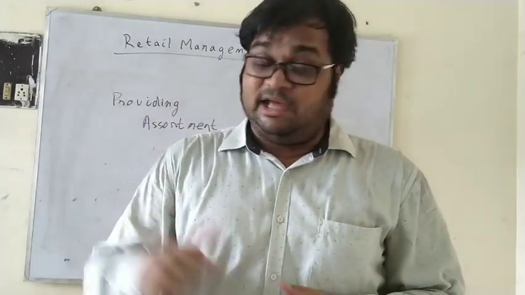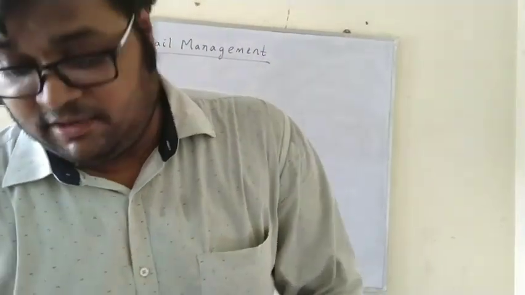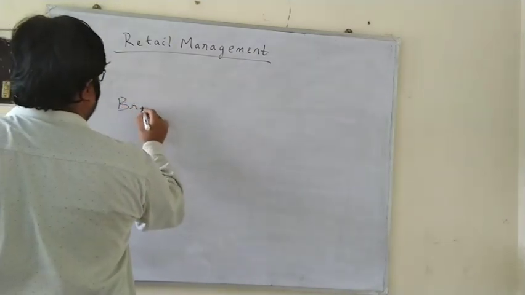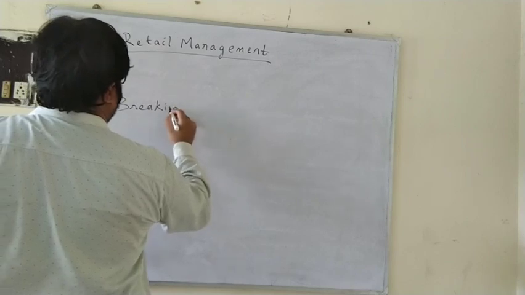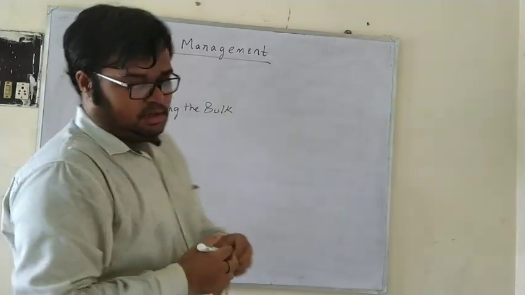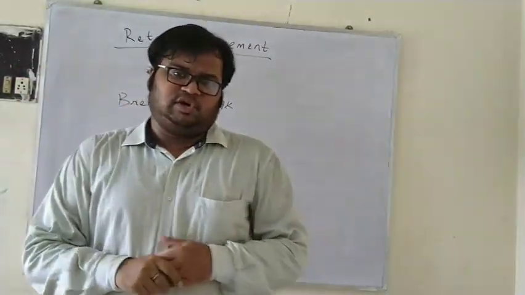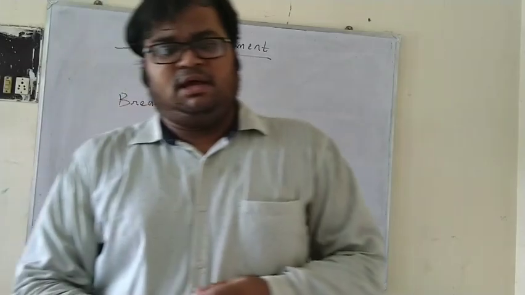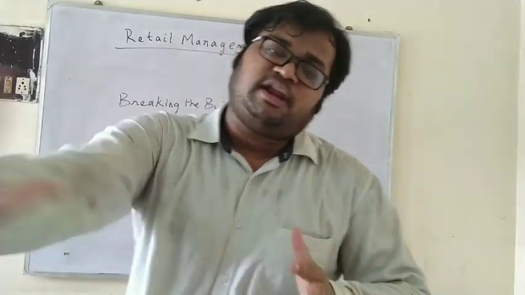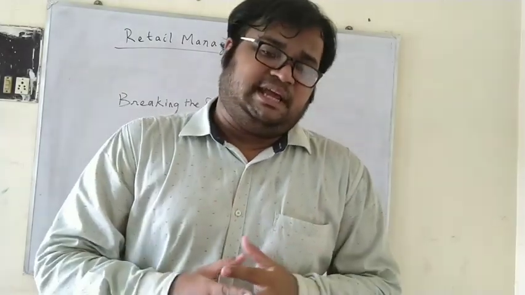Apart from providing assortments, the retailer also does another function, that is breaking the bulk. Bulk means a large quantity of any product. Okay, a large quantity is known as bulk. What happens? The manufacturers cannot sell in small quantities to different consumers. It is neither cost effective nor practical.